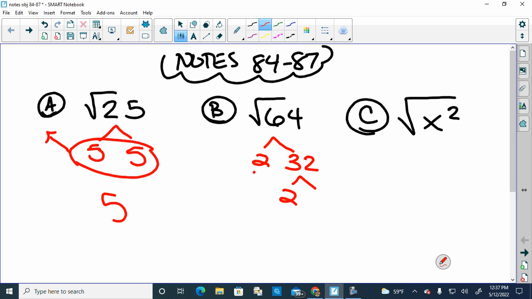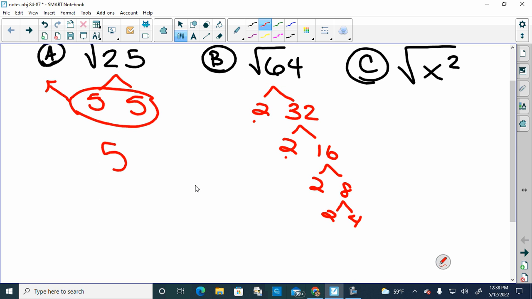So if I went back to 2, 2 could go into 32 16 times. Okay, so that's a prime number, but 16 is not a prime number. I can still break down 16, okay, which can be 2 and 8. Okay, 8 isn't two prime numbers, so that would be 2 and 4. And then 4 is not a prime number. That breaks down into 2 and 2. Okay. Now, obviously, this is a long route, just making sure you know like where all this comes from.